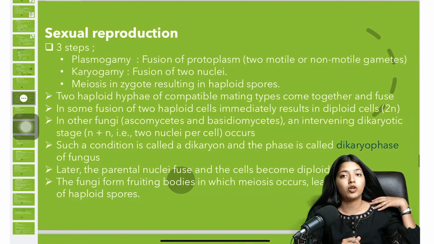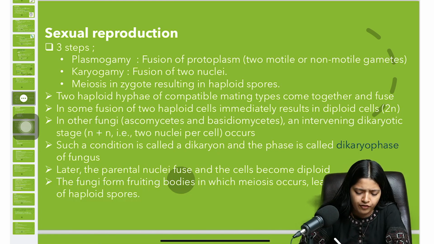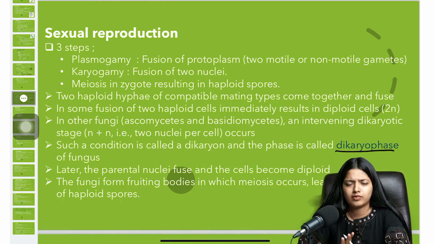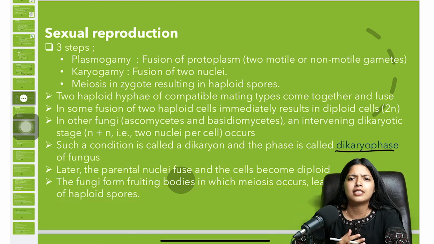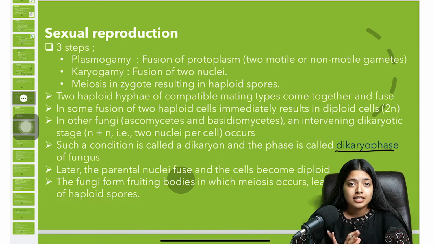So, we have a lot to discuss about sexual reproduction. It is simple. Only the steps are important and there is a phase called dikaryotic phase. That's all. I'll explain it as a story. It's very simple. So, in sexual reproduction, there are 3 stages. The first stage is plasmogamy.